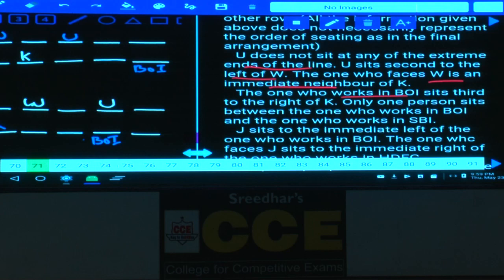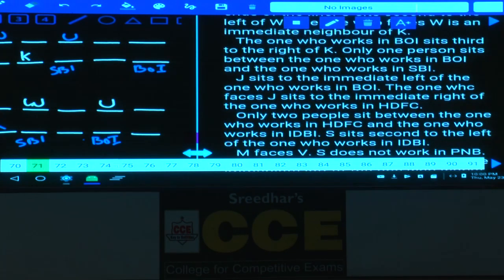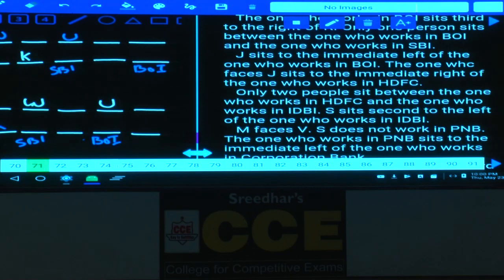The one who works in BY sits third to the right of K. Only one person sits between the one who works in BY and the one who works in SBA. Between BY and SBA, we must have exactly one person. Done with this? There is exactly one person between BY and SBA. The next one, J sits to the immediate left of the one who works in BY. J is to the immediate left of the one who works in BY.